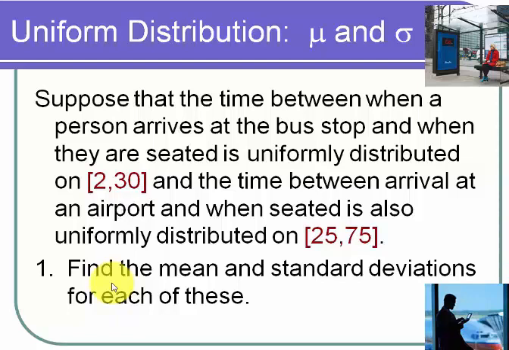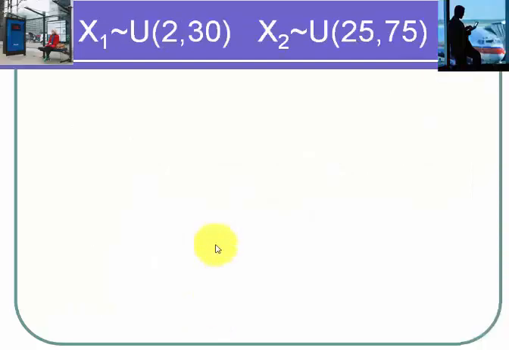So first, let's find the mean and standard deviations for each of these. It's not too bad. We're just going to have to follow the formulas. Remember, for the bus stop, x1 is uniformly distributed with low wait time 2 and high wait time 30. And for the airplane, x2 is uniformly distributed with the low wait time 25 and the high 75.